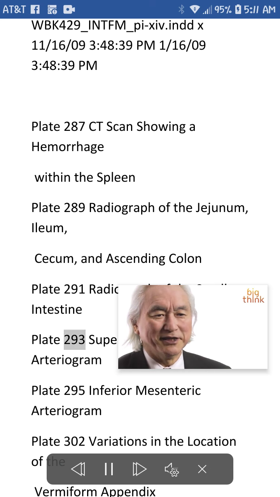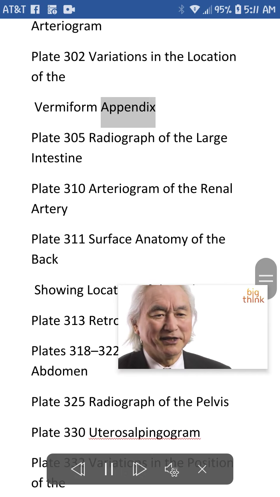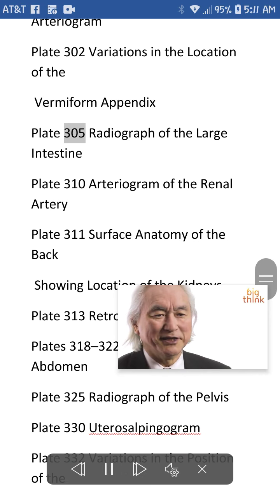Plate 293, superior mesenteric arteriogram. Plate 295, inferior mesenteric arteriogram. Plate 302, variations in the location of the vermiform appendix. Plate 305, radiograph of the large intestine.